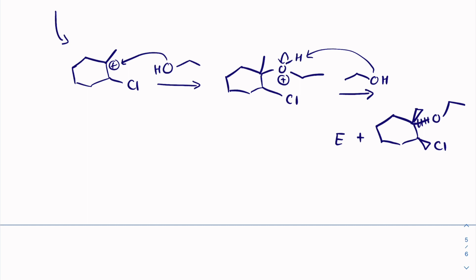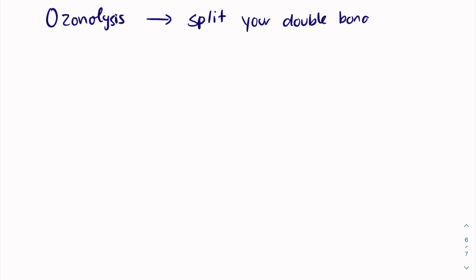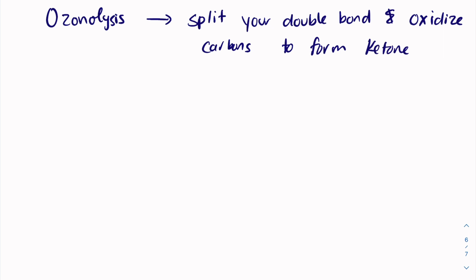Okay, we've got two more. These are the ones that we did at the start of class on Monday. This one is ozonolysis. What this does is it oxidizes your double bond. So I'm going to say split your double bond, and specifically oxidize the carbons. And you're going to form, as a result of the oxidation, a ketone and or an aldehyde. So let's see how this works. I don't need you to know the mechanism.